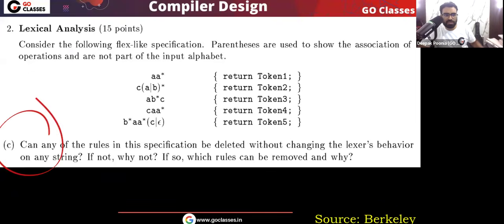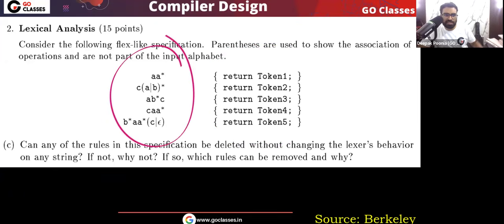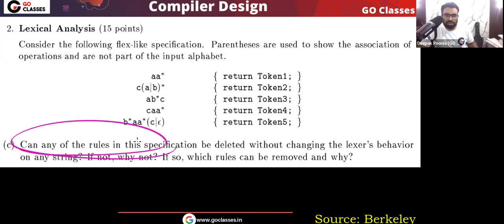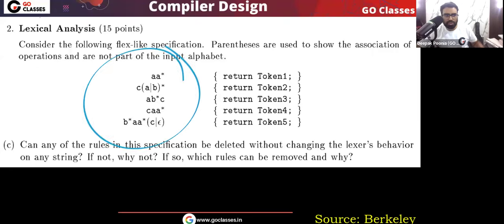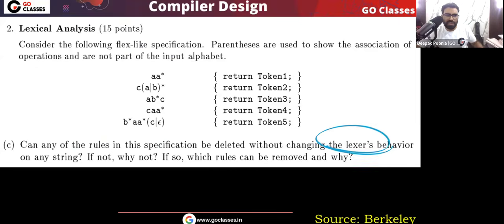Let's solve part C of this Berkeley question. Part A and part B we have already done. Let's see part C: can any of the rules in this lexical analyzer specification be deleted without changing the lexer's behavior on any string? These are the 5 token classes and their associated regular expressions. Among these rules, can I delete any rule such that the lexical analyzer's behavior will not change for any string at all?